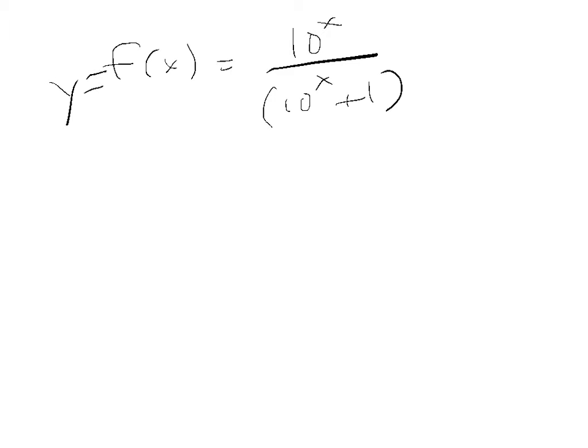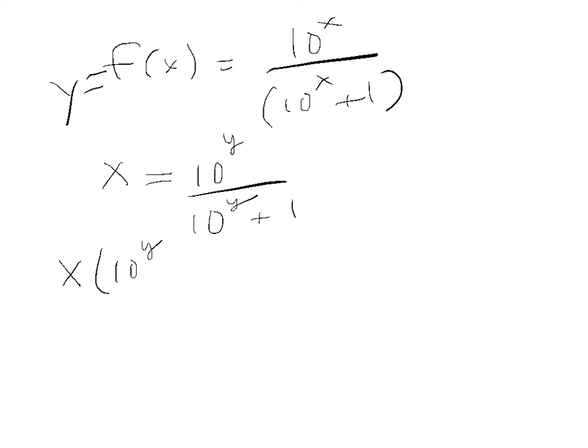You have this function, f of x is 10 to the x over 10 to the x plus 1, and you want to find the inverse. So this is like y, so I'm going to switch my x and y's. It's going to be x equals 10 to the y over 10 to the y plus 1. Then I'm going to cross multiply, so you have x times 10 to the y plus 1 equals 10 to the y.